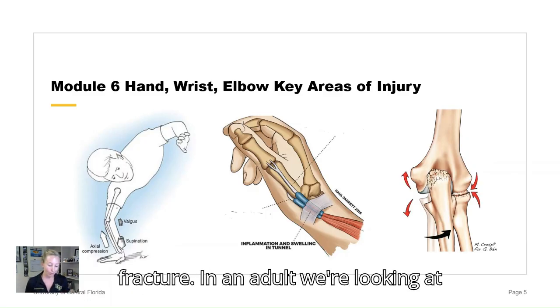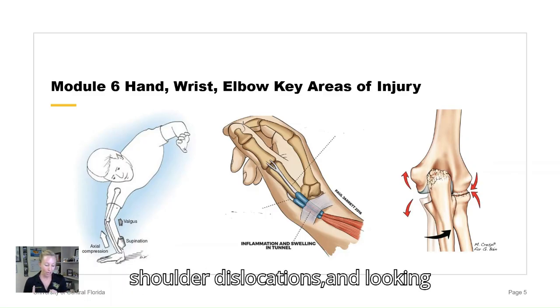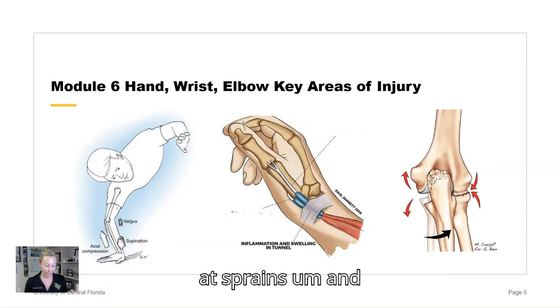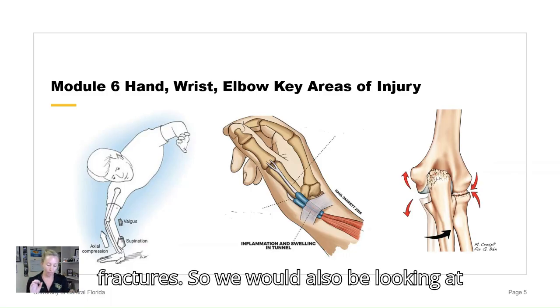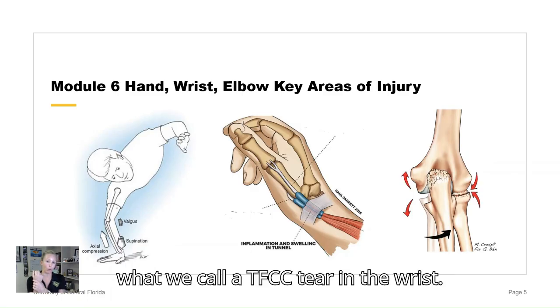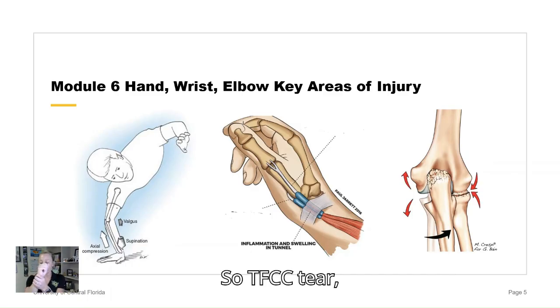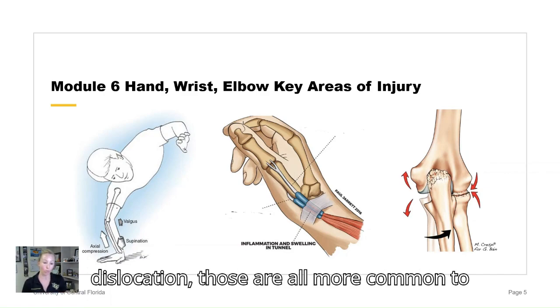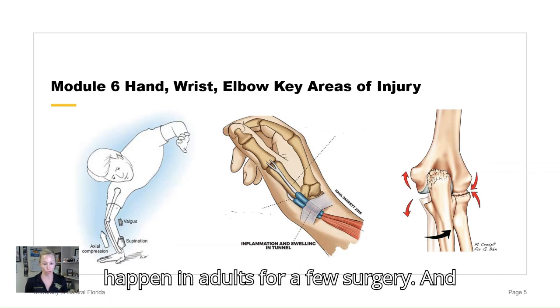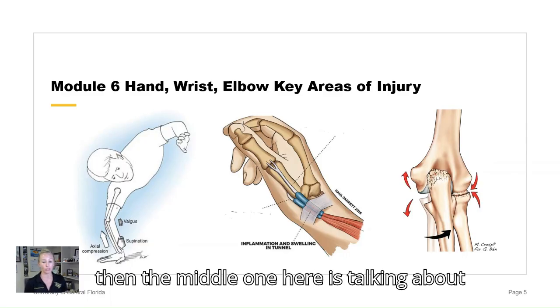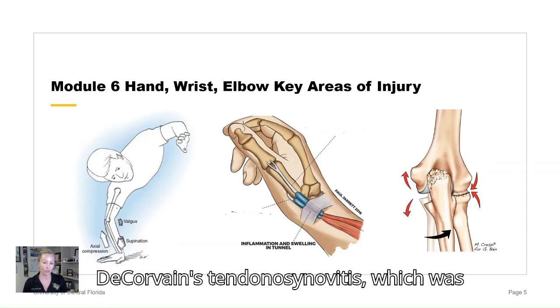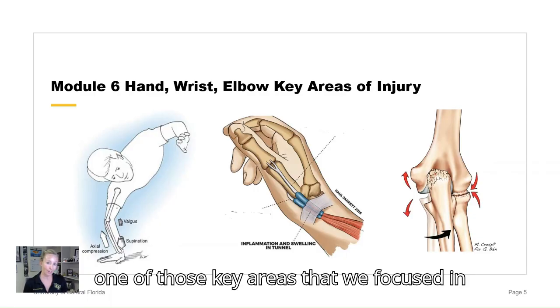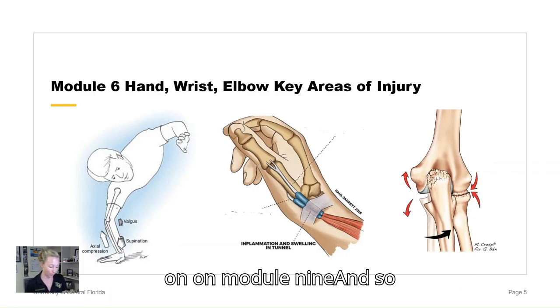And in an adult, we're looking at shoulder dislocations, and looking at sprains and strains, and not necessarily fractures. So we would also be looking at what we call a TFCC tear in the wrist. So TFCC tear, collateral ligament tear, shoulder dislocation, those are all more common to happen in adults for a FOOSH injury. And then the middle one here is talking about De Quervain's tenosynovitis, which was one of those key areas that we focused on in Module 9.